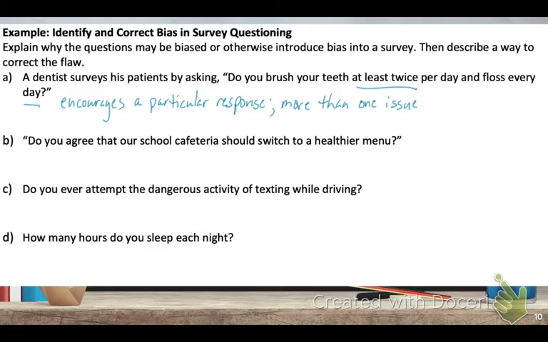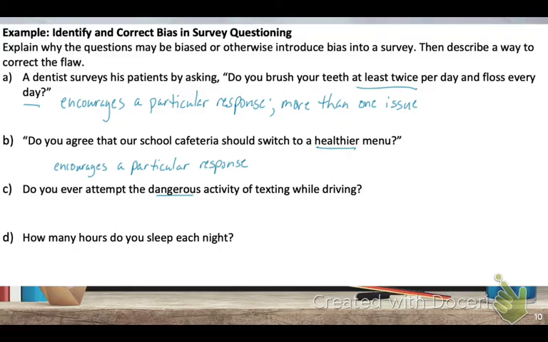Now, B, do you agree that our school cafeteria should switch to a healthier menu? The question is not worded well because it's asking the person to agree. Also, it's using the language healthier, which implies that the food is not healthy enough and needs to be healthier. So it encourages a particular response. We all want to be healthy, right? Yes. So we would answer yes.